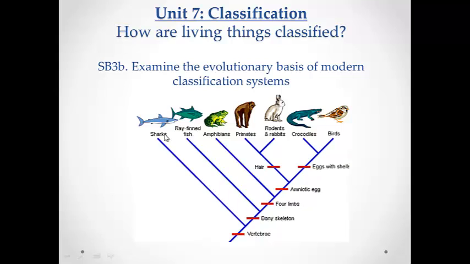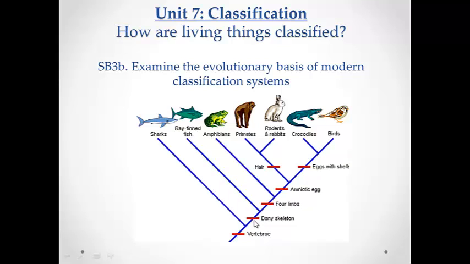So for instance, this shark, it branches off from this main stem after this vertebrae characteristic was observed. So if it's above this characteristic, it's saying that the shark does have a vertebrae, which is true. The shark does have a vertebrae. An example, if it branches off below a characteristic, it's saying that that animal derived before that characteristic was observed. So this shark was already discovered before they discovered the bony skeleton characteristic.